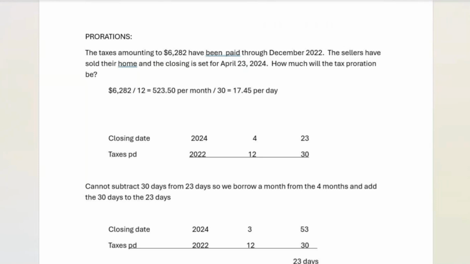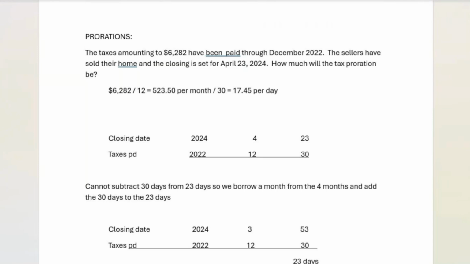So we have 2 dates that we'll work with here. The closing date is April 23rd, 4/23 of 2024. And the taxes are paid through the last day of 2022, which is 12/30 of 2022, because again, we're going to use 30 days in a month.